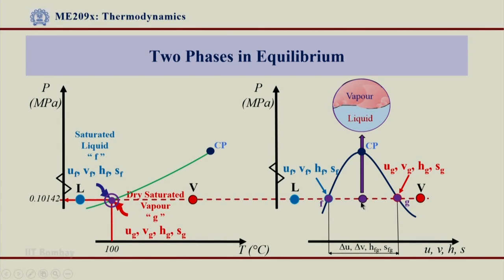Again, the point to be noted is, as the pressure increases, this delta U, delta V, HFG and SFG start decreasing because this length gets decreased, and you can notice that at point CP, the UF will be equal to UG, VF will be equal to VG, HF will be equal to HG and SF will be equal to SG. So, delta U will be equal to 0, delta V will be equal to 0, HFG will be equal to 0 and SFG will be equal to 0 in that case, and this is what will happen at critical pressure at 22 MPa and 373 degree centigrade.